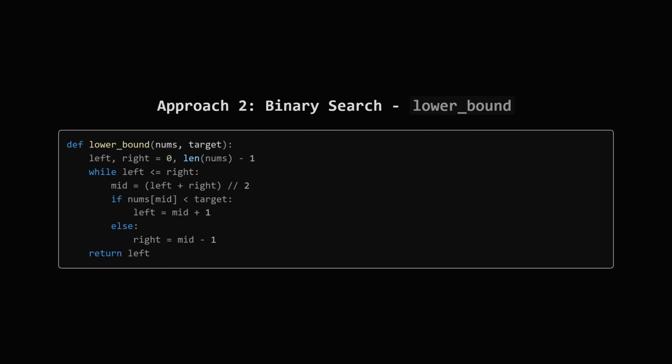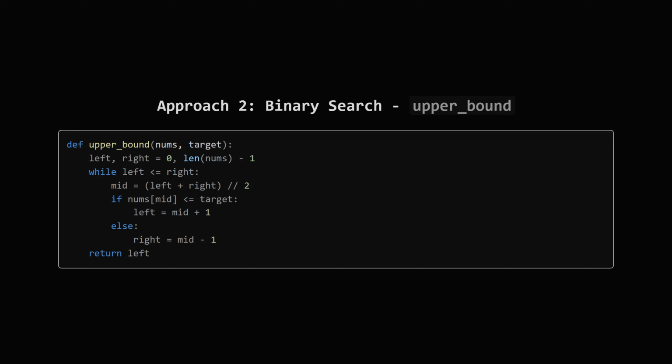Let's break down the lower_bound function. We initialize left to 0 and right to the last index of the array. The while loop continues as long as left is less than or equal to right. Inside the loop, we calculate the middle index mid. If the element at nums at position mid is less than the target, it means the target must be in the right half, so we update left to mid plus 1. Otherwise, the target might be at mid or in the left half, so we update right to mid minus 1. Finally, we return left, which represents the index of the first element greater than or equal to the target.